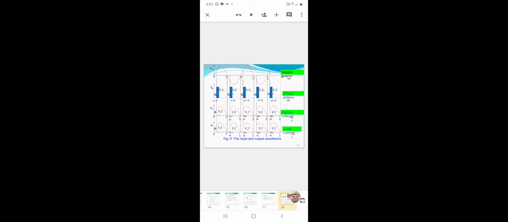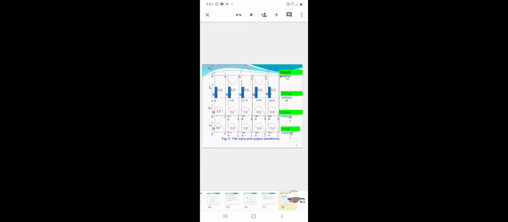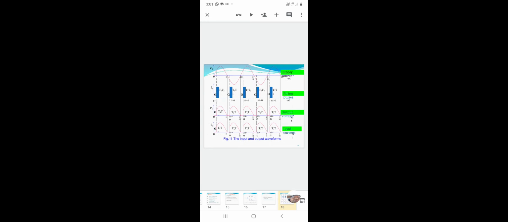At 3 pi, the negative half cycle is reached. During the negative half cycle, T3 and T4 are forward biased and T1 and T2 are reverse biased. That means T1 and T2 turn off, and T3 and T4 start conducting. If a firing pulse is applied to the gate terminals of T3 and T4, then T3 and T4 start conducting.